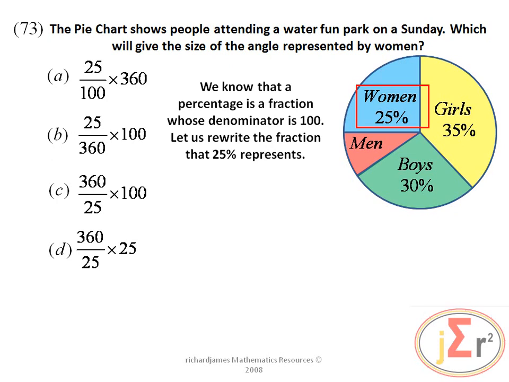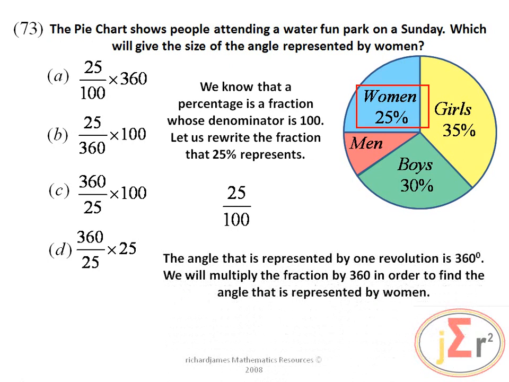Let us rewrite the fraction that 25% represents. So, 25 over 100, and that is the fraction that 25% represents. The angle that is represented by 1 revolution is 360 degrees. That means the angle of the total pie will be 360 degrees. We will multiply the fraction by 360 in order to find the angle that is represented by women. The correct answer is option A.